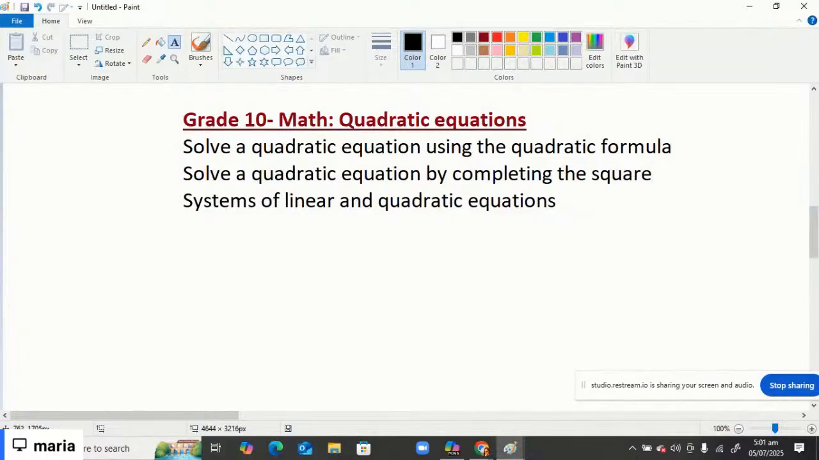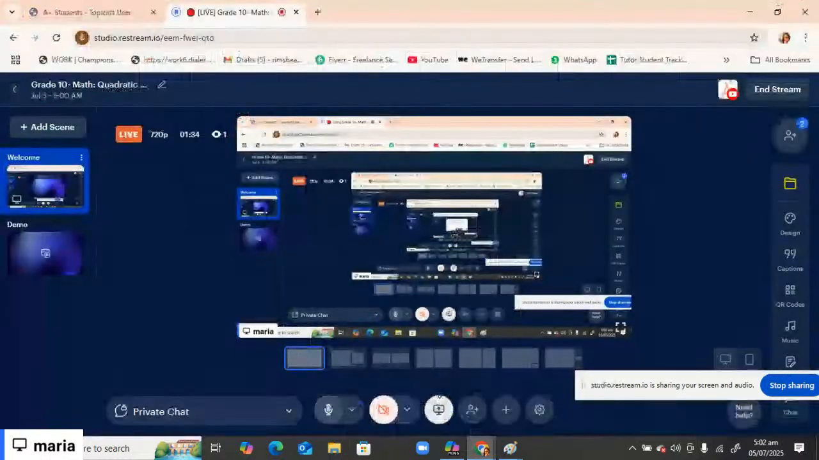So today we are here for grade 10 maths. The chapter today we discuss is quadratic equations, and here is the list of the lessons we cover today: solve a quadratic equation using the quadratic formula, solve a quadratic equation by completing the square, and systems of linear and quadratic equations. You can find all the lessons on a+student.com.